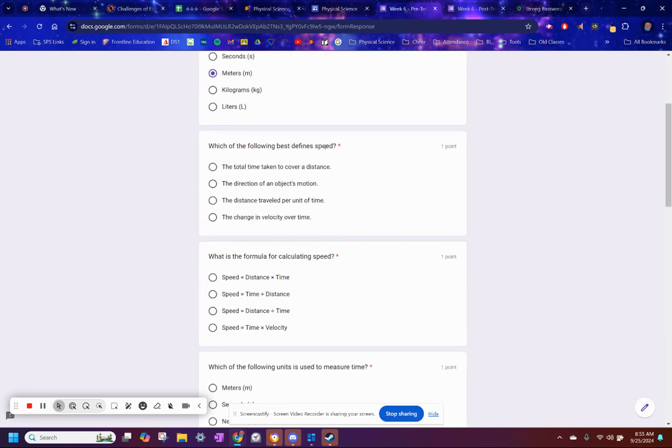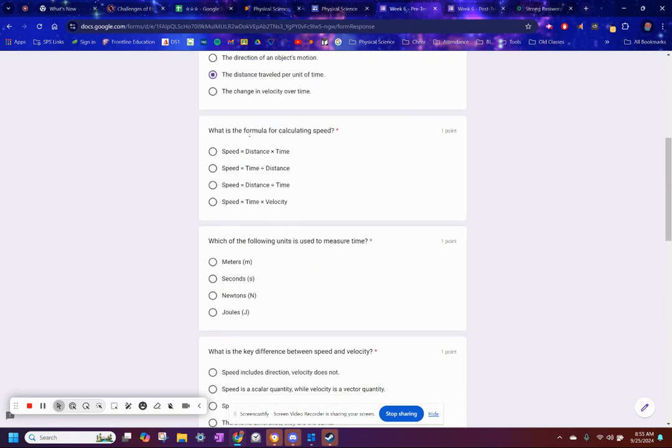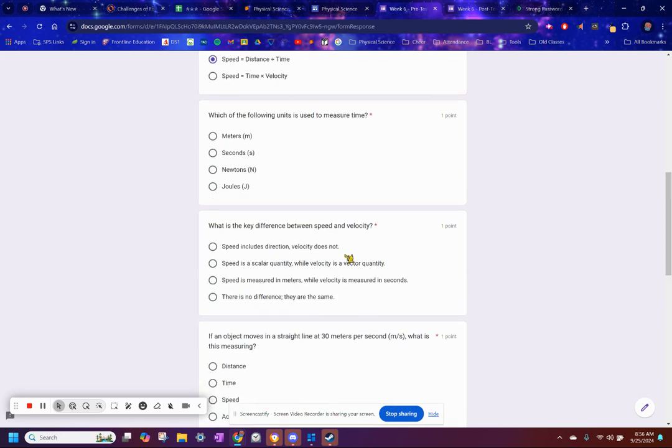Which of the following best defines speed? It's distance divided by time. So distance per unit time. Miles per hour. Per is like to divide by. What is the formula for calculating speed? Speed equals distance divided by time. Distance per time.